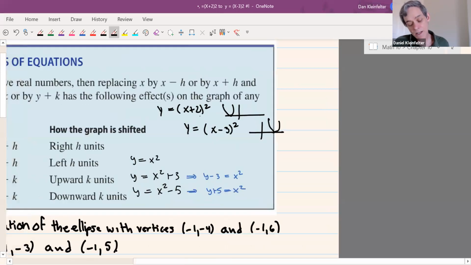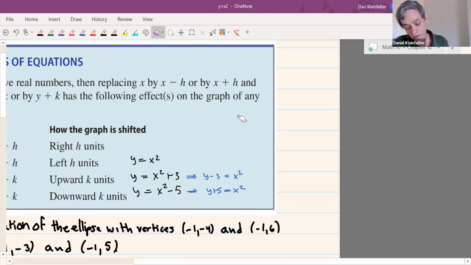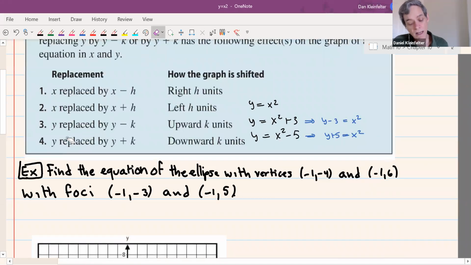In the x direction, x plus 2 was a left shift, and then x minus 3 was a right shift. Okay, for y, if we replace y by y minus k, that will be an upshift by k units. Y by y plus k, that will be a downshift by k units. At first, that can seem like it's contrary to what we had before.